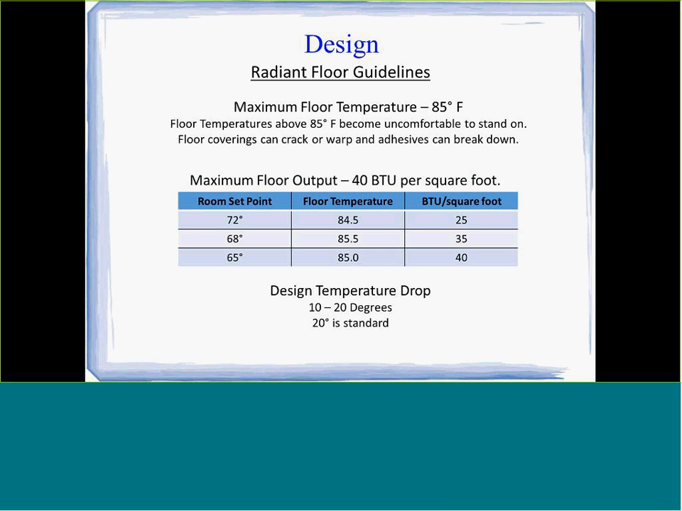Typically with radiant floor, your set temperature is going to be a little lower. 68 degrees is pretty common for radiant floor because it's so much more comfortable in the room that you don't always have to turn the thermostat up to be comfortable. When we're designing the systems, we want to design somewhere between a 10 and a 20 degree temperature drop through the tubing.